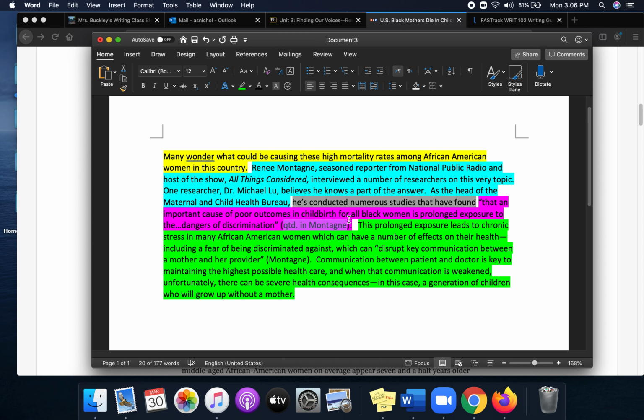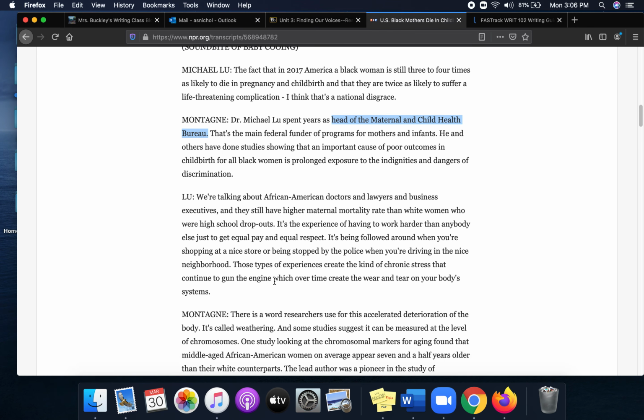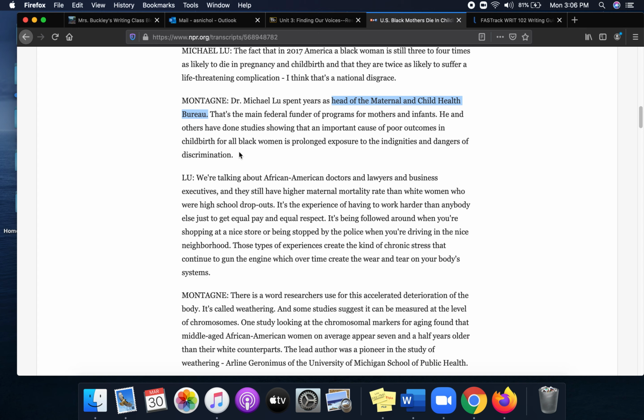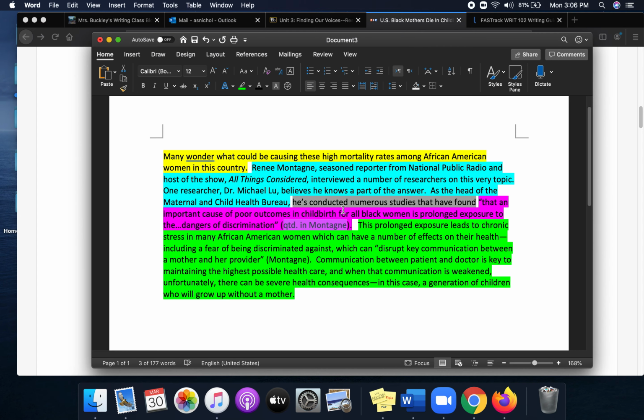Okay, Montagne is essentially my author for this podcast, but because she did not say this, if we look at the transcript, it's Liu who actually said this, then I have to say "quoted in Montagne." Okay, now all of this green is what we call commentary. So it's great to have evidence, but you have to also include your own commentary on that evidence. Otherwise, you're just letting your source material speak for you as the writer.